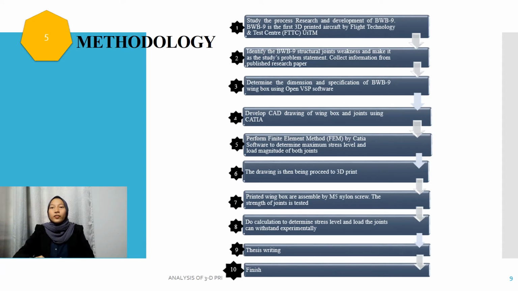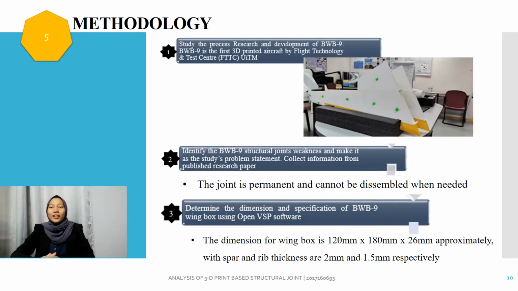For methodology, we may refer to the flowchart shown in the slide. So the flowchart of methodology for this overall project is constructed. The flowchart covers overall research, the preliminary study of BWB-9 aircraft, design process, FE simulation, 3D print, static experiment, and also thesis writing.